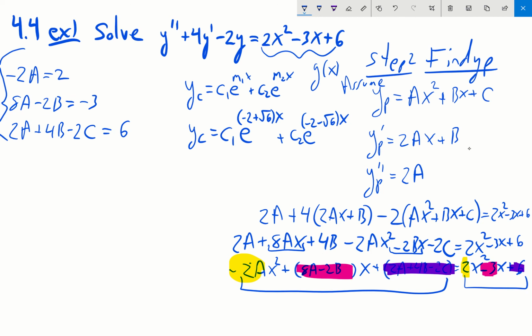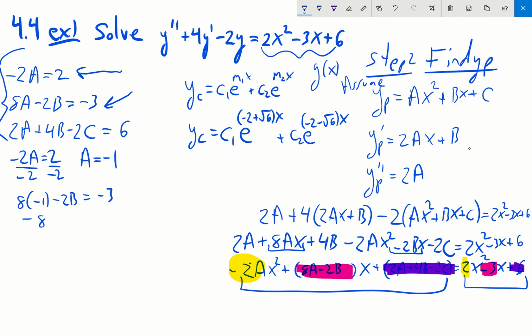But luckily for us, this is a pretty easy system, because if we go to the first equation, if negative 2a equals 2, we can solve for a by dividing both sides by negative 2, and we get that a is equal to negative 1. And now that I know that a is negative 1, I can plug it into the second equation to solve for the value of b. 8 times negative 1 minus 2b is equal to negative 3. That means that negative 8 minus 2b equals negative 3. We would add 8 to both sides. Negative 2b would be equal to a positive 5. So b would be negative 5 halves.